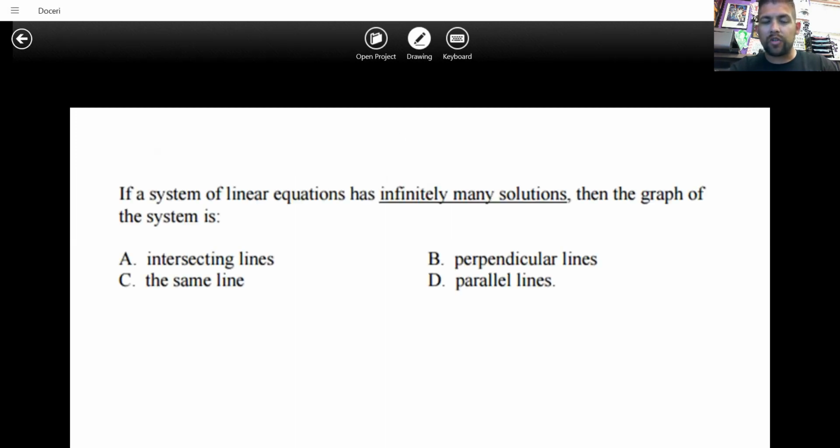Looking at this first one, these are just multiple choice questions. If a system of linear equations has infinitely many solutions, then the graph of the system will look like what? When we graph these two lines that represent the system, what is it going to look like? A, intersecting lines, the same line, perpendicular lines, or parallel lines. If we have infinitely many solutions, that means both lines line up on each other. So that means we're going to have the same line. So our first one's going to be C.